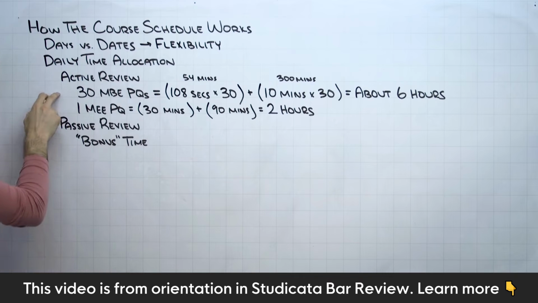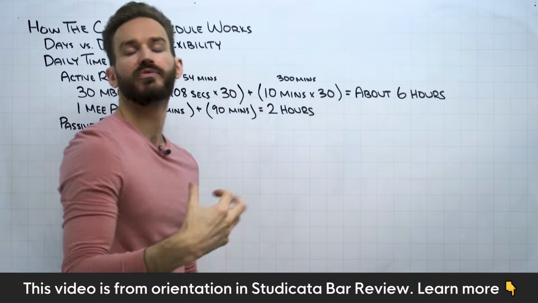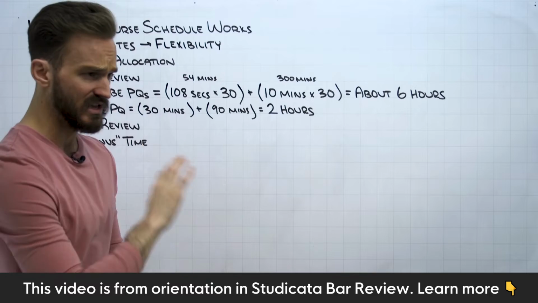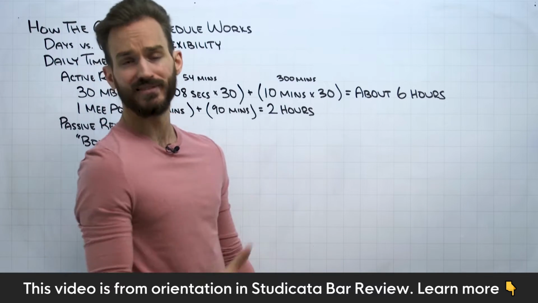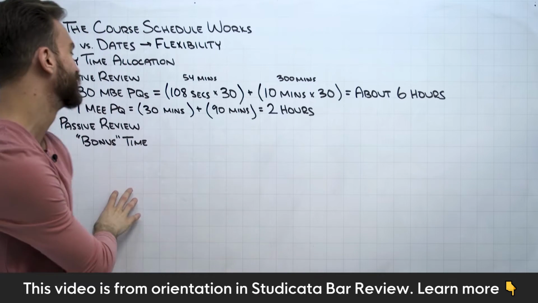So the reason we went with 30 MBE practice questions and 1 MEE essay is, number one, it seems very doable. You're probably looking at that and going, wow, that's actually not so bad. I can easily handle that. 30 multiple choice questions and 1 essay a day, that's not bad at all. I can do that. That's the first reason we chose these numbers.